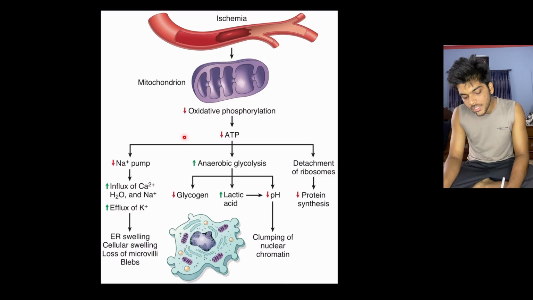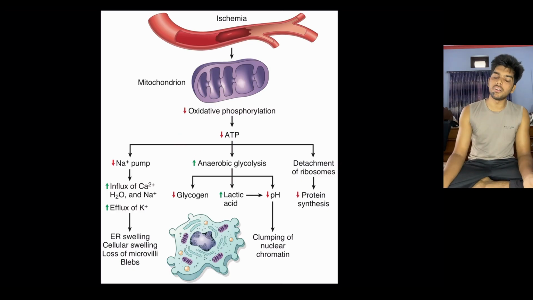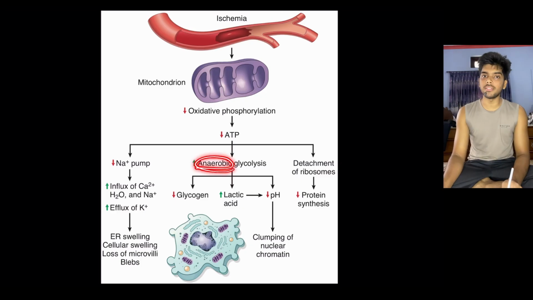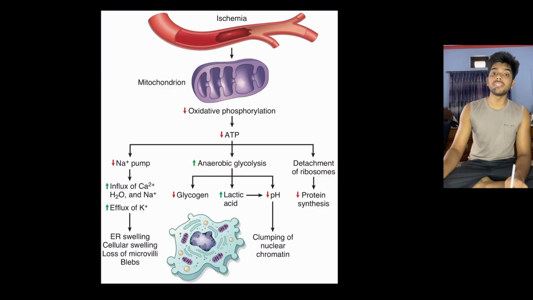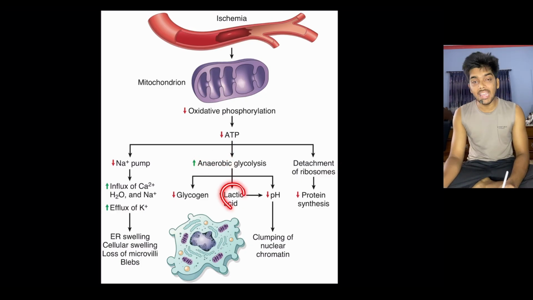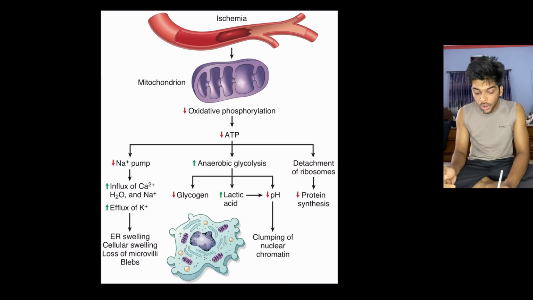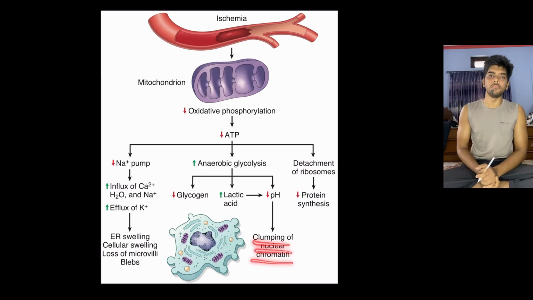Since there is no oxygen, aerobic respiration does not take place. So in order to produce ATP, anaerobic respiration takes place instead. But anaerobic respiration results in the formation of lactic acid. Due to the accumulation of acid, pH within the cytoplasm falls and H plus ion increases. H plus ions are responsible for clumping of nuclear chromatin material.